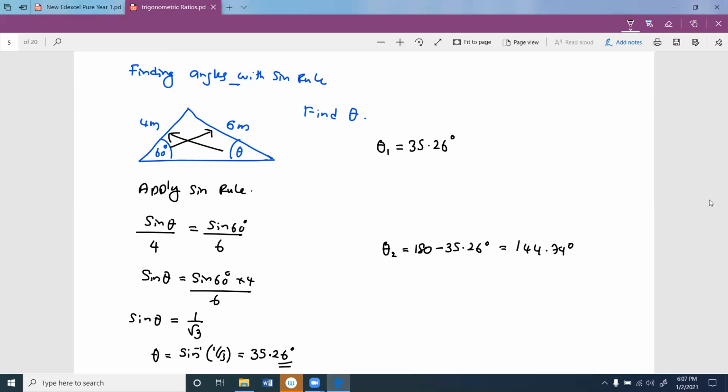Right. Now, when you get these two answers, sometimes both answers may be correct, but sometimes only one answer may be correct. How to check this? I'm using a different color for that. It's a way of doing it.